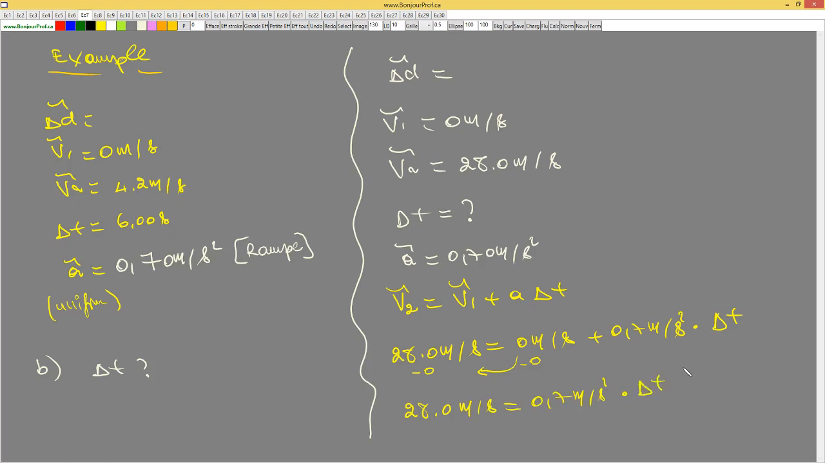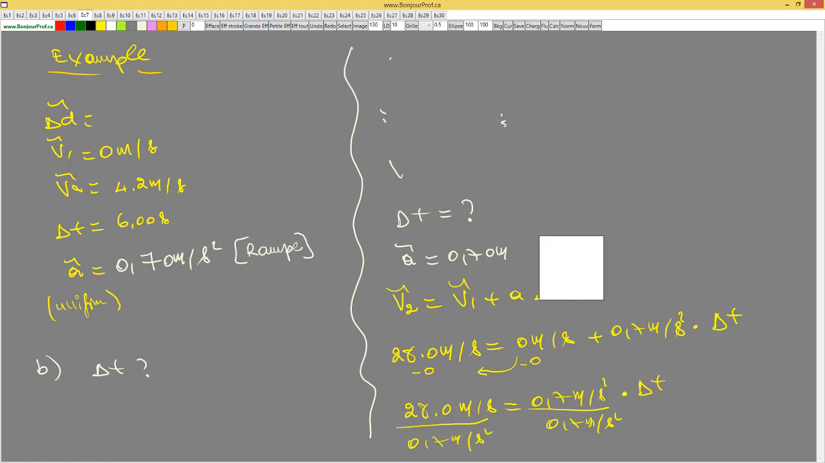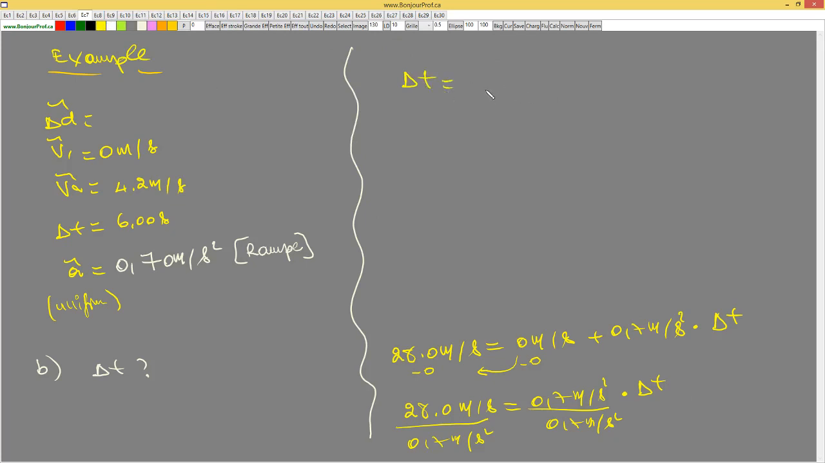Then you bring it over. What operation do I have to do? I have to divide because I have multiplication here. I will divide by 0.7 meter per second squared. So delta t gives you 40 seconds. I have two digits here, 0.70, so I'm going to put a dot here. So delta t equals 40. seconds.